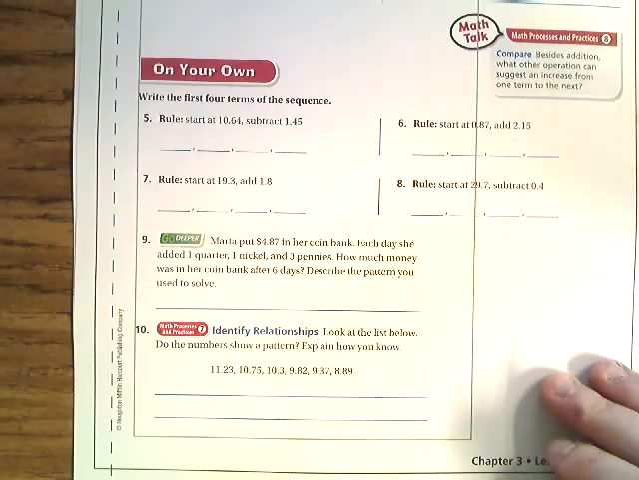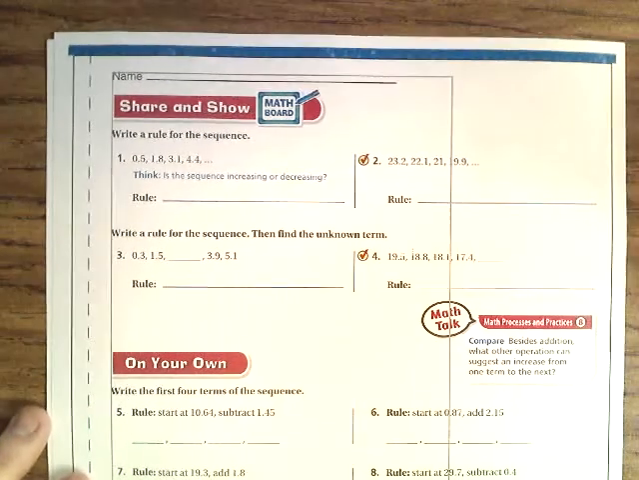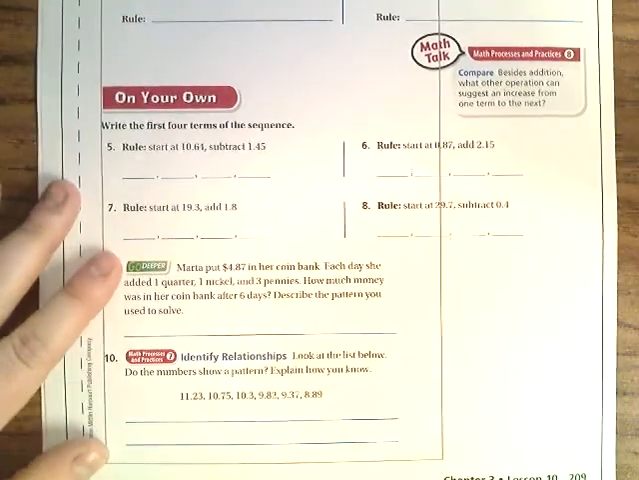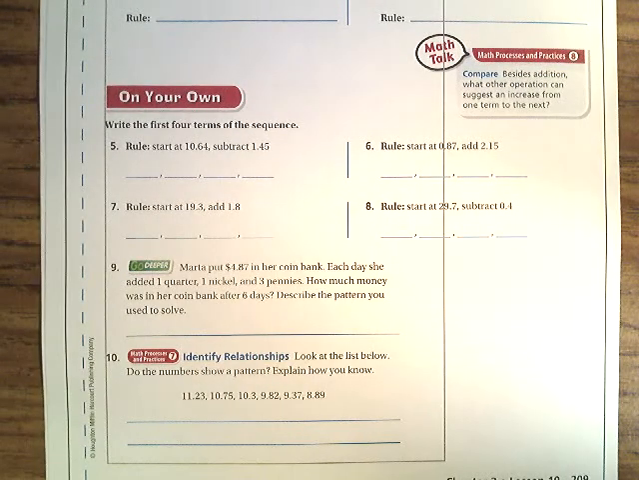Alright, let's look at the share and show page, which is page 209. It says share and show at the top. We're actually going to go down to where it says on your own because I want to look at a few of these. For 5 through 8, it says to write the first 4 terms of the sequence.